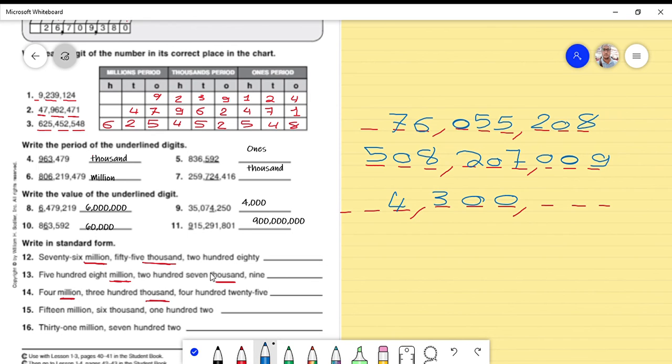And what else? 425. Look at the next question, number 15.